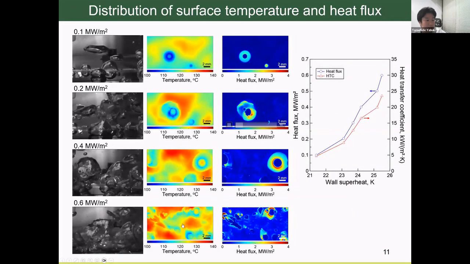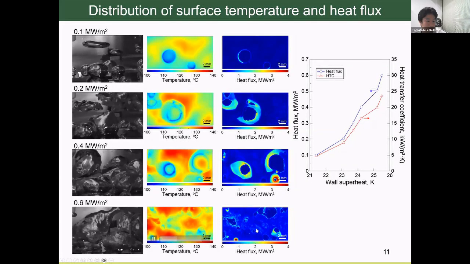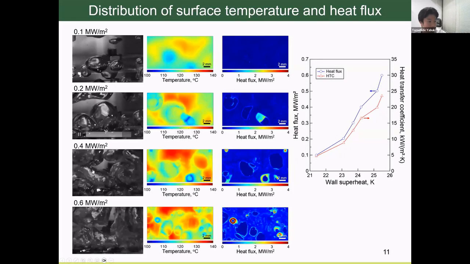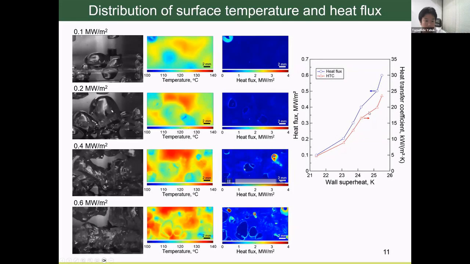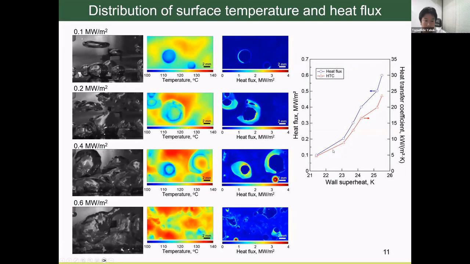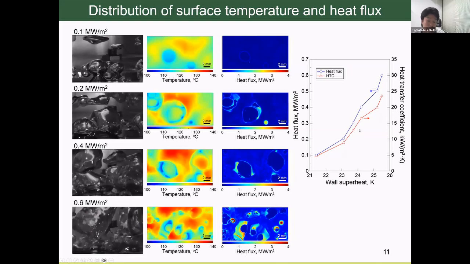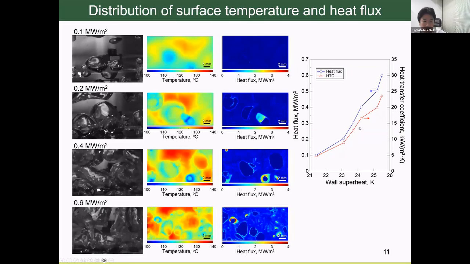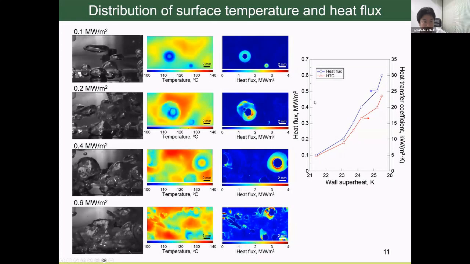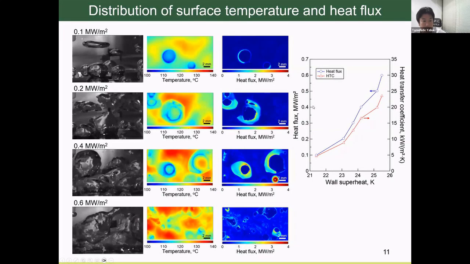And then this shows temperature distributions, and this is heat flux distributions at each heat flux. And this red one shows the average heat transfer coefficient. And this average HTC is increased with increasing wall superheat and heat flux, as in the case of general boiling.